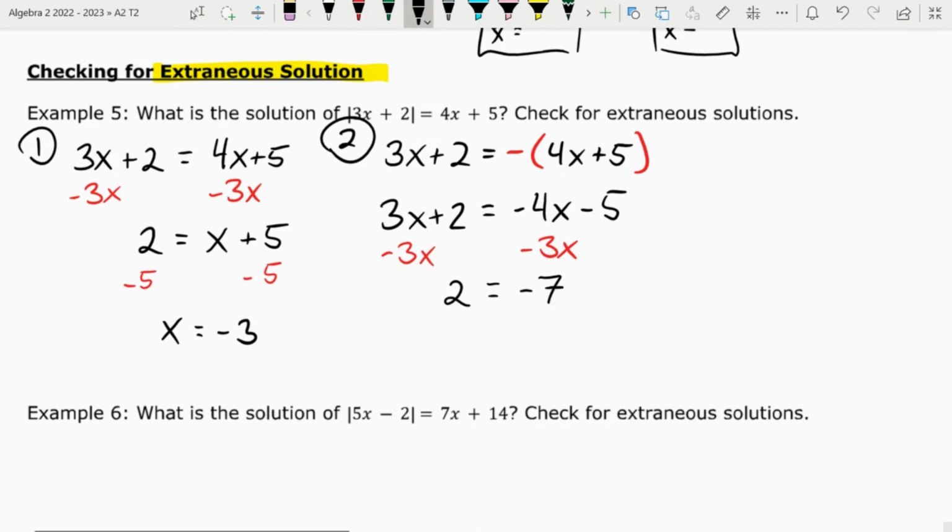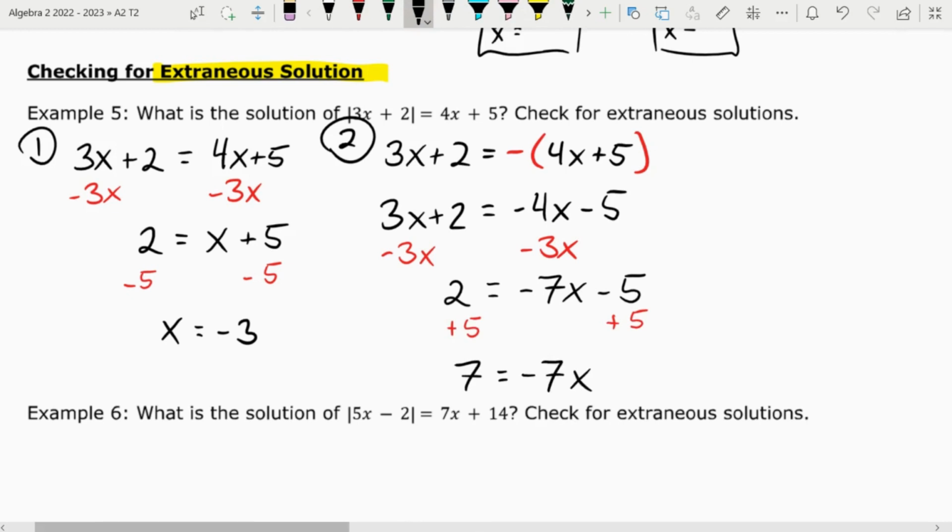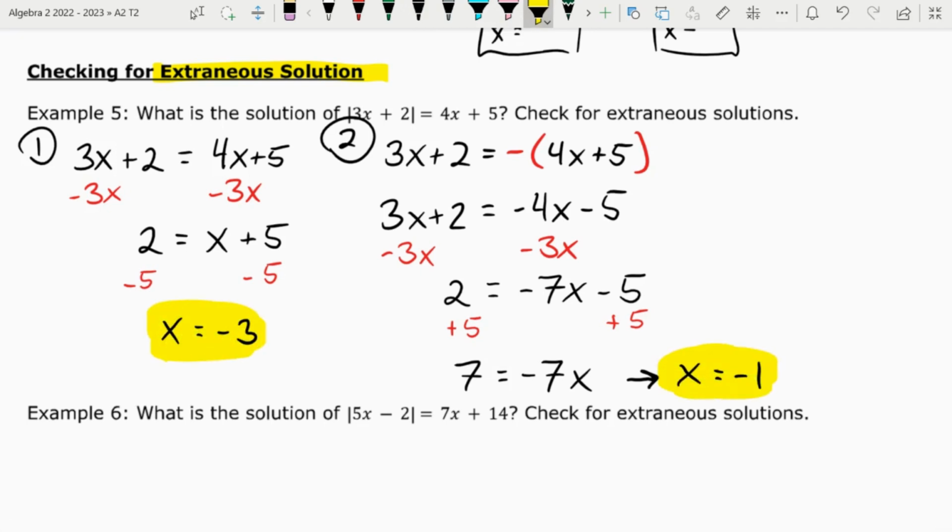So 2 is equal to negative 7x minus 5. Okay, and then I'm going to add 5 to both sides to get 7 is equal to negative 7x. This leads me to the solution x equals negative 1. Okay, so we have 2 different solutions. We have x equals negative 3 and x equals negative 1. We have to test them both.